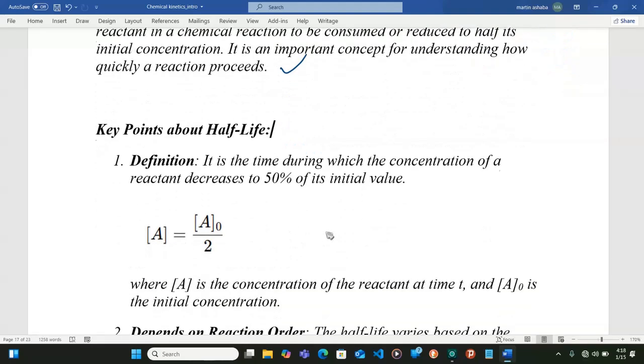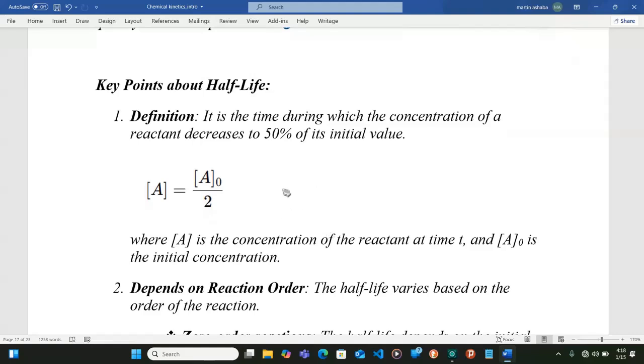So the key points about half-life include, as we have already said, that it is the time during which the concentration of reactant decreases to 50% of its initial value. So if we have the concentration of A after half-life, that is after t half, the concentration of A will be the concentration at time equals 0 divided by 2. This is the concentration of the reactant at time t, and this is the concentration of the reactant at time equals 0.